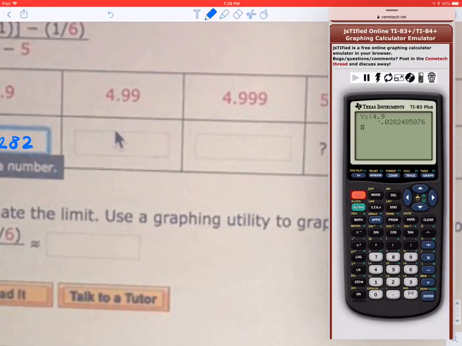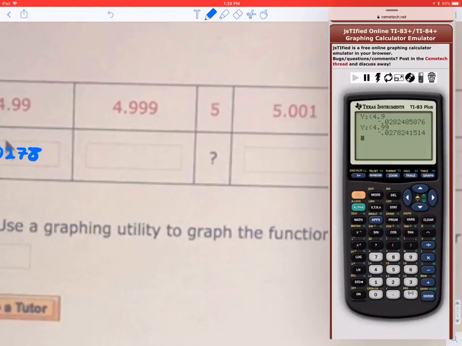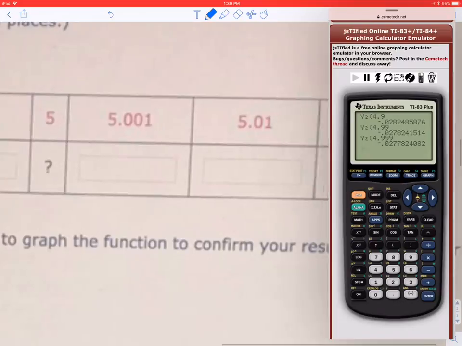Now this is like saying f of 4.99. When I plug that in, I get negative 0.0278. Okay, let's go on to the next one. I'm hitting second enter to recall the previous thing I put in. I'm going to put 4.99. Enter. Negative 0.0278. Same thing. That's fine because this is an approximation to 4 decimals.